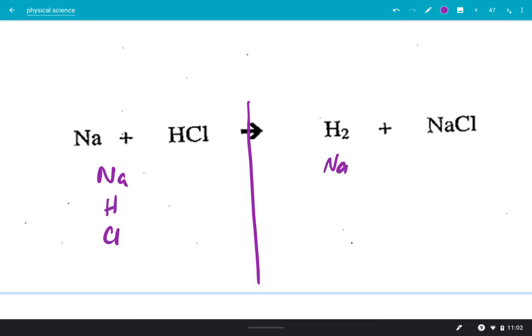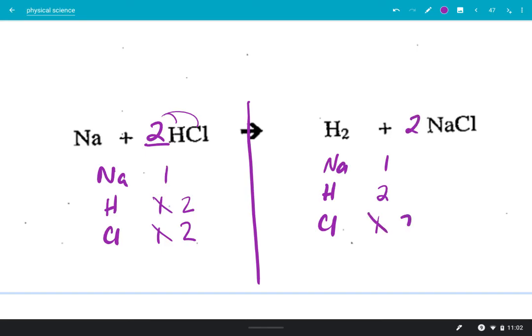NaHCl. I've got one of those, one of those, one of those. 2 hydrogen, 1 sodium, 1 chlorine. This time I've got a hydrogen problem, so I'm going to put a 2 right there. That 2 applies to both. 2 of those. Then I've got a chlorine problem. I need 2 of those. But that also changes that. Now I've got a sodium problem. I need 2 of those. So the only one that's odd is our hydrogen gas right there.